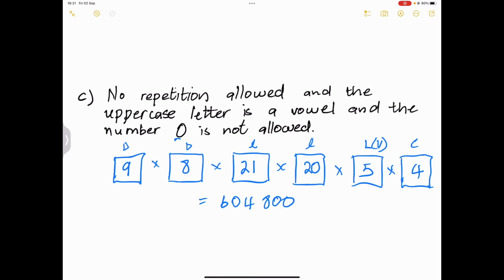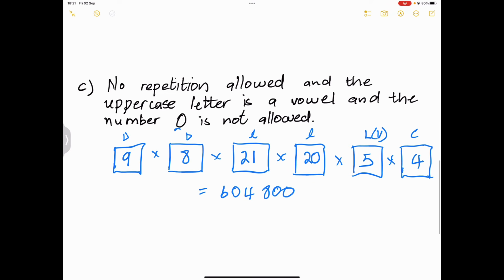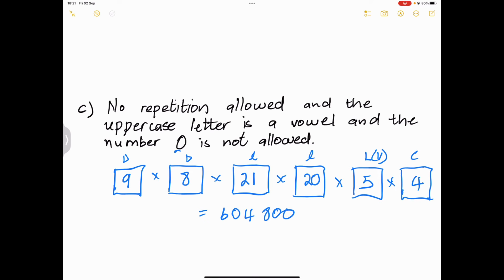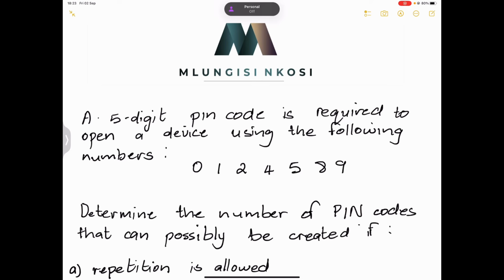Now, I hope you're appreciating the fact that every time you introduce restrictions, it obviously affects the number of possible outcomes that you can have. All right, now let's take another example, and I think we can wrap it up. Let's have a look at this example. I think, ladies and gents, we've tried to really do justice in this section. So let's have a look at this final one.